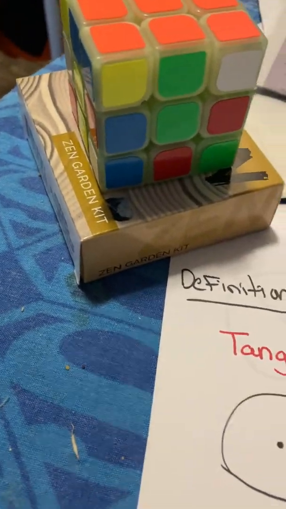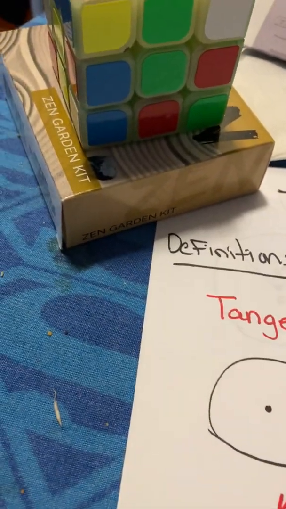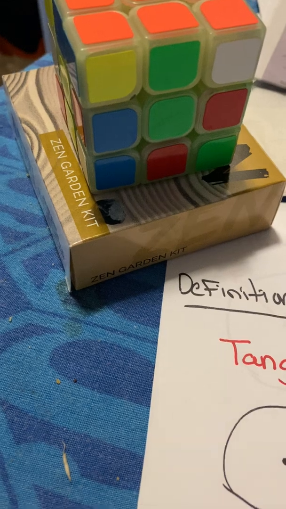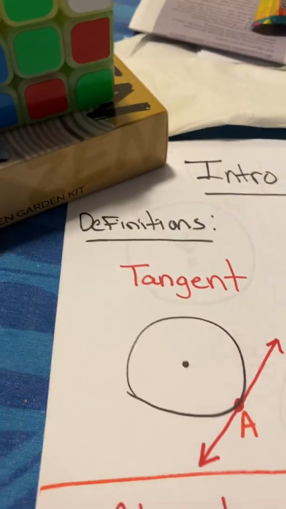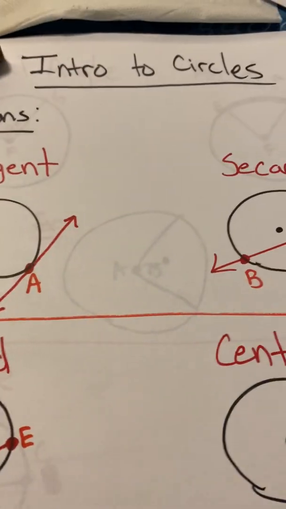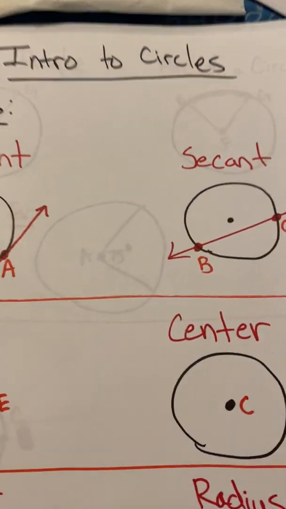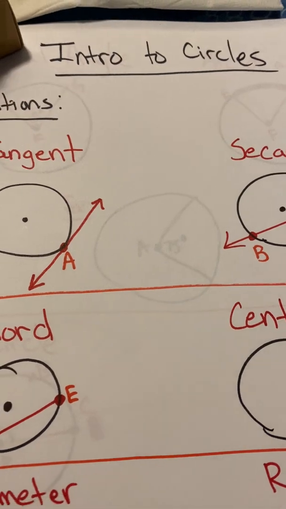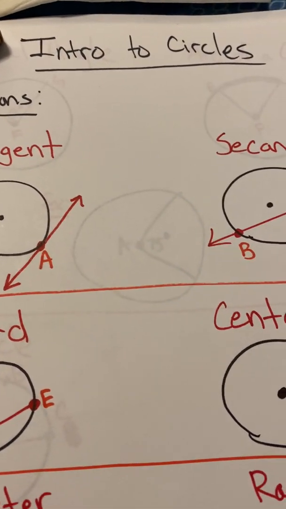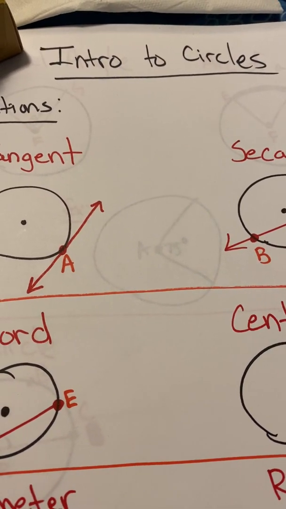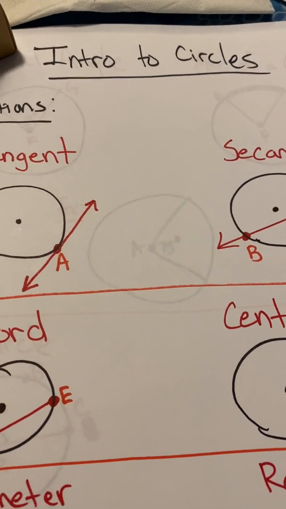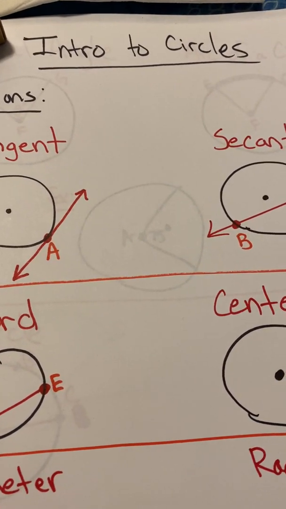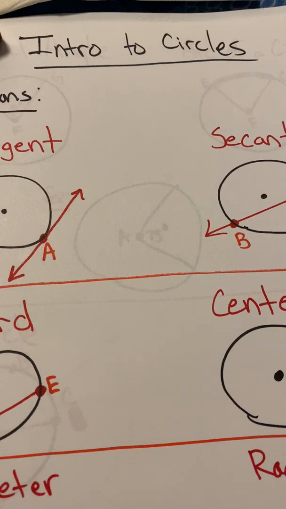Today what we're going to be doing is going over the new unit, which is going to be circles. Today I'm going to go over just a small intro to circles. We're going to go over a few vocabulary words, and there's going to be a little bit of math, but not that much. Right now we're just going to go over the basics of what circles are and all the different types of vocab that are related to circles.